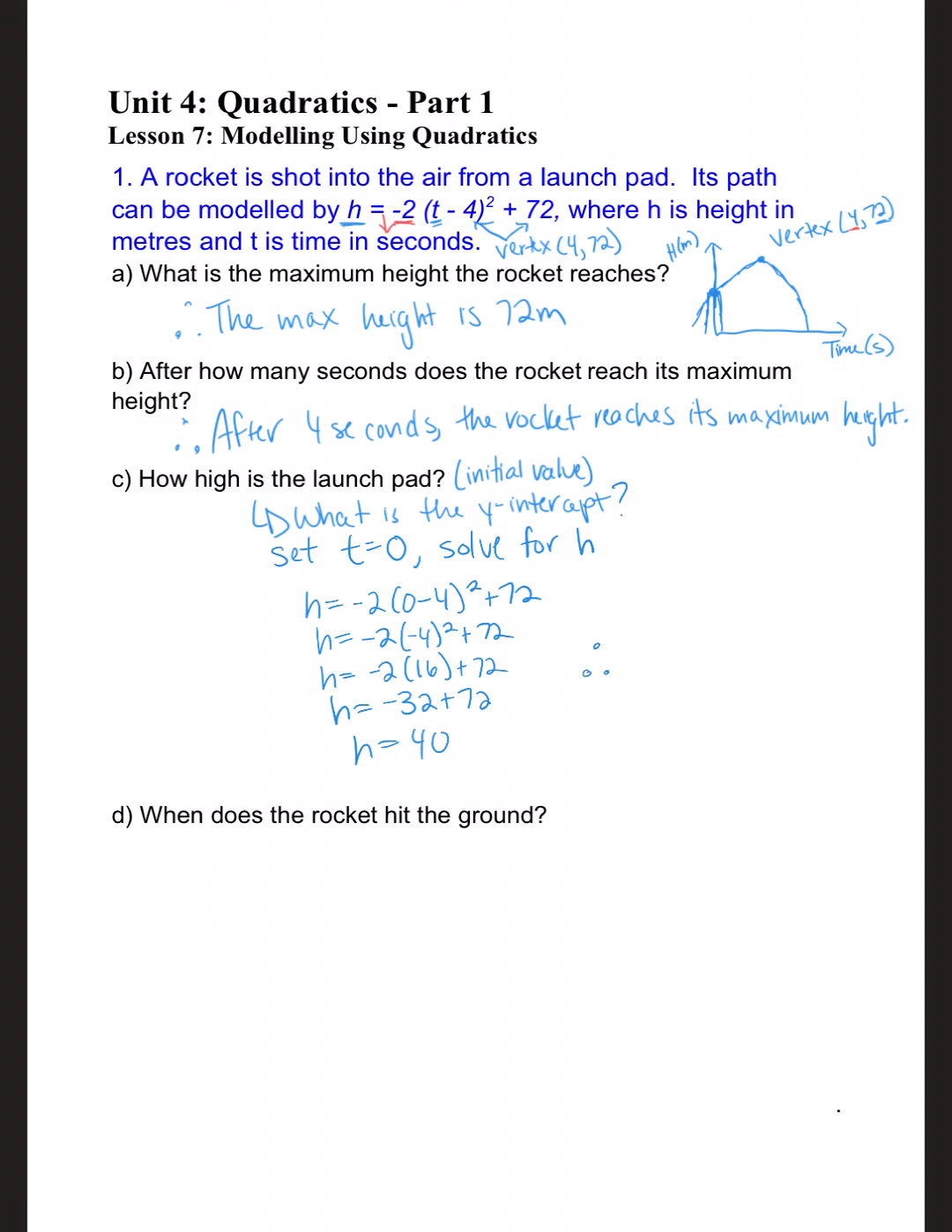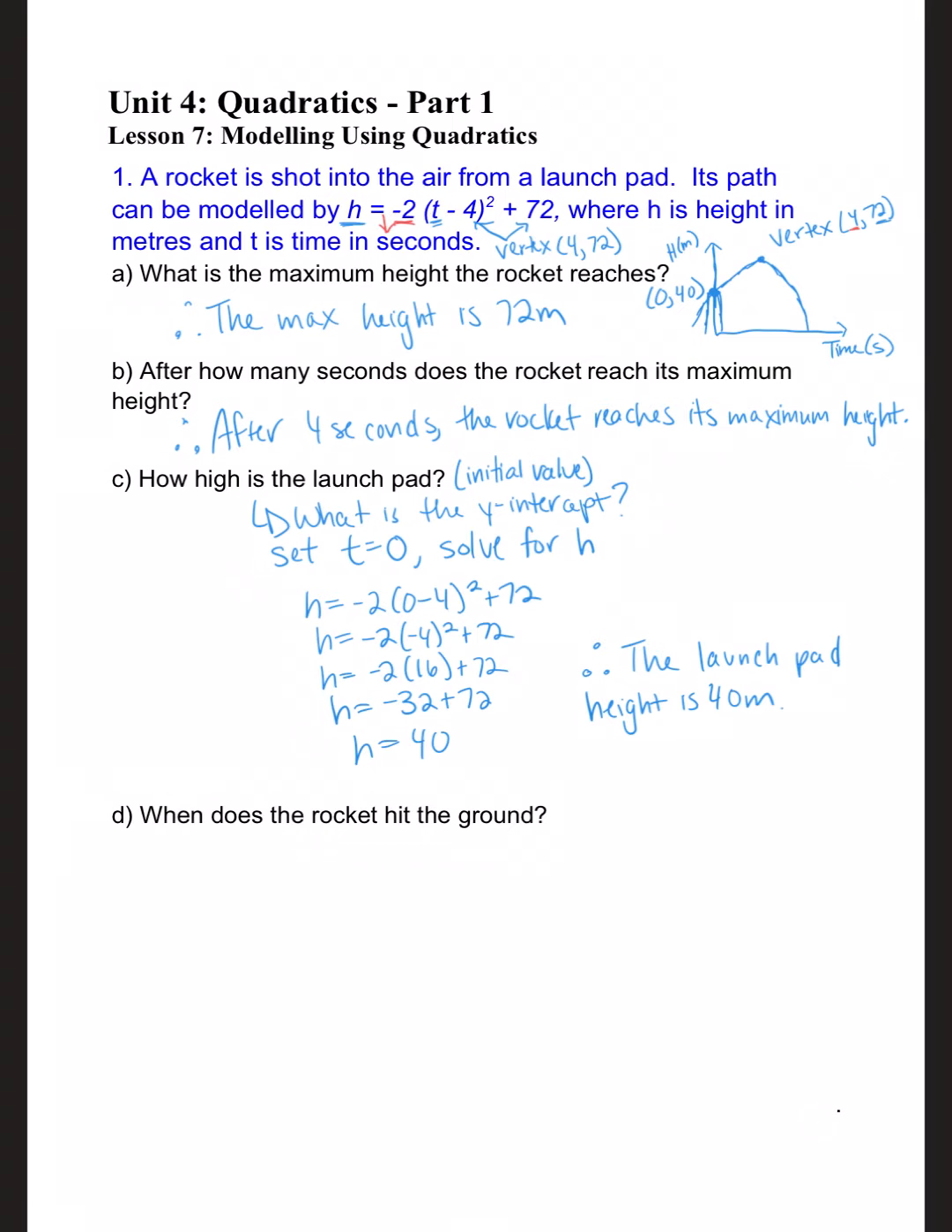So we can say, therefore, the launch pad height is 40 meters. Okay, and we can label that point now too. We know that this point here at our y-intercept is going to be (0, 40). That's our y-intercept. Okay, when does the rocket hit the ground?